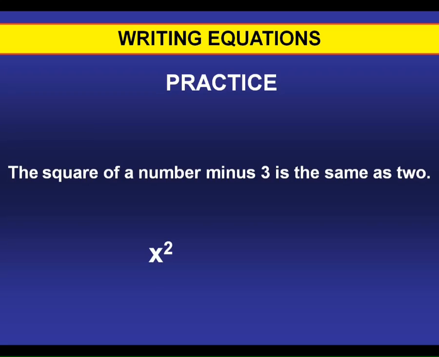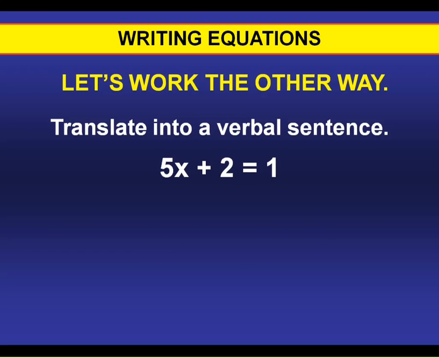A square number, exponent of 2. So the square of a number minus 3 is the same as that. Very good. Okay, if you were going to go the other way, I gave you an algebraic equation and you had to give it to me in words. There's a bunch of different ways you could give this to me in words. What would be one way?